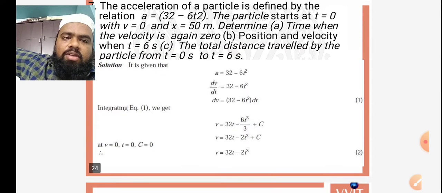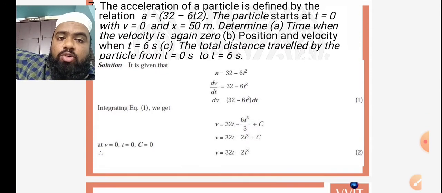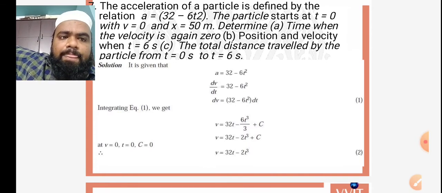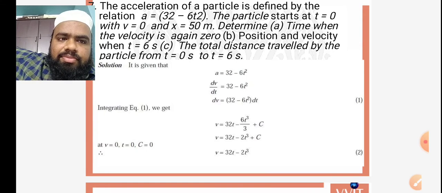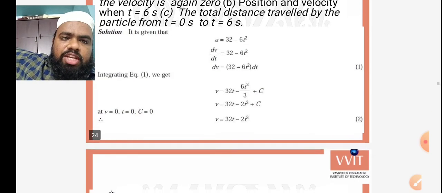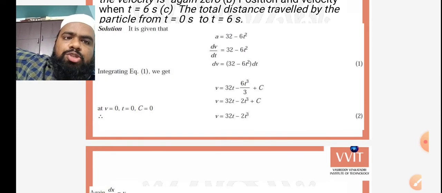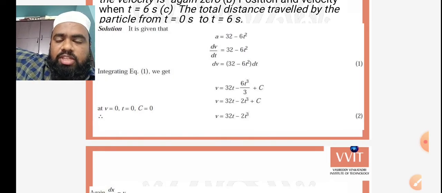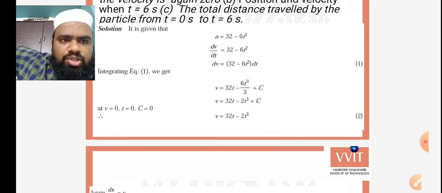Clear? Now for the first condition, at velocity v = 0, t = 0, so c = 0, because everything is 0. So v = 32t - 2t³. Because at v = 0 and t = 0, the c will be 0.